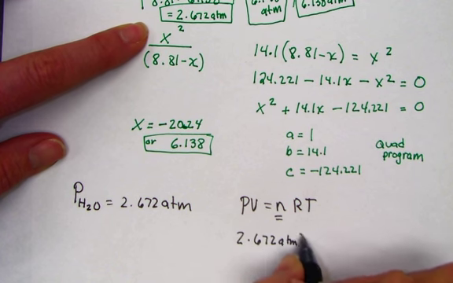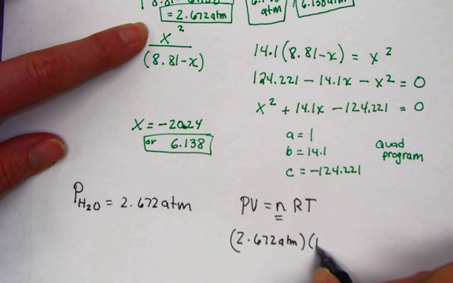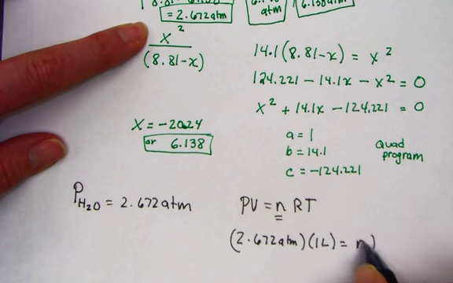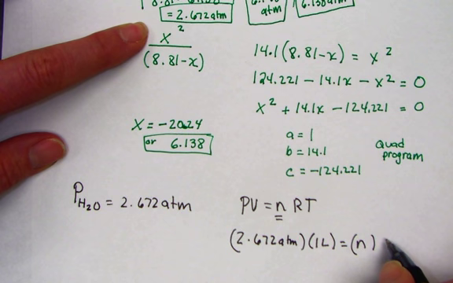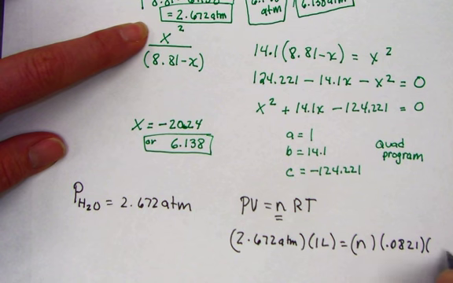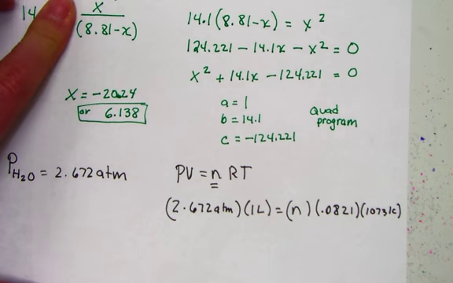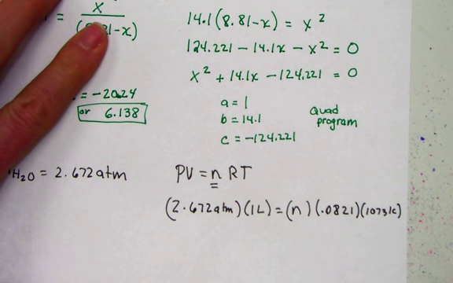2.672 atmospheres. The volume of our container was given to us as 1 liter. n will now stand for the number of moles of the water. R is our gas constant, 0.0821, and the Kelvin temperature was determined to be 1073 Kelvin units. Pulling out for n the number of moles, we'll hit 2.672 divided by 0.0821 divided by 1073 Kelvin units.